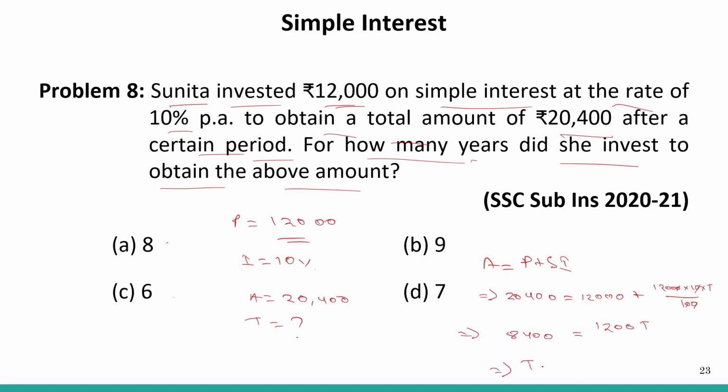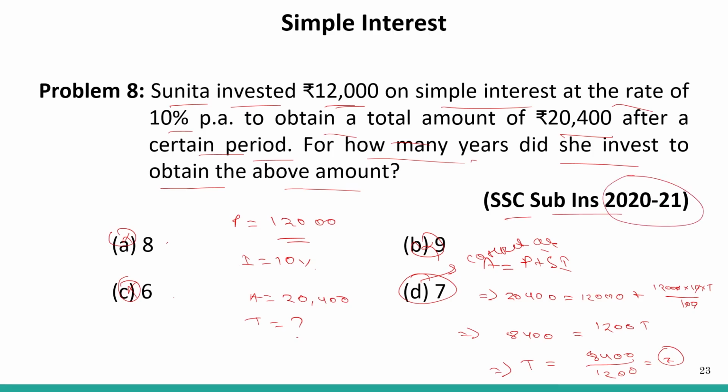So this implies that T is equal to what? 8,400 by 1200. This is equal to 7, right? Because 7 into 12 is equal to 84. So the correct answer will be 7. So this will be the correct one. So these are all wrong answers, A, B, and C, right? This question appeared in the SSC Sub Inspector 2021-2022 paper.